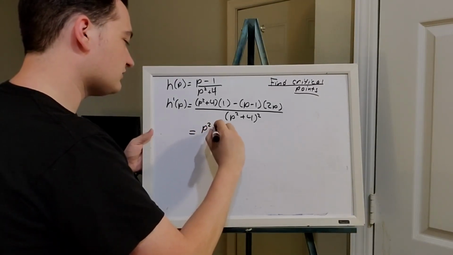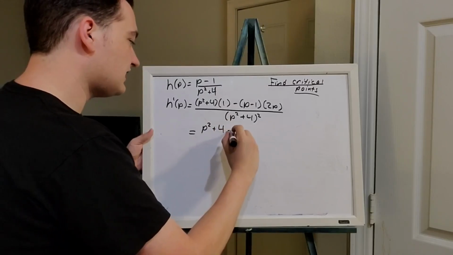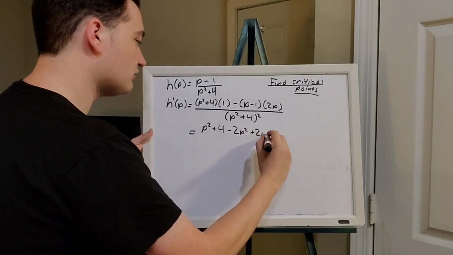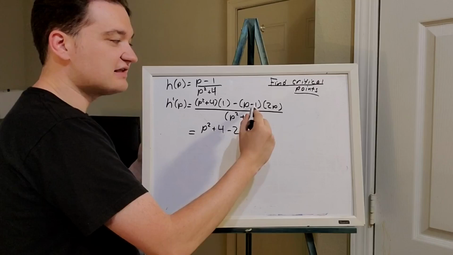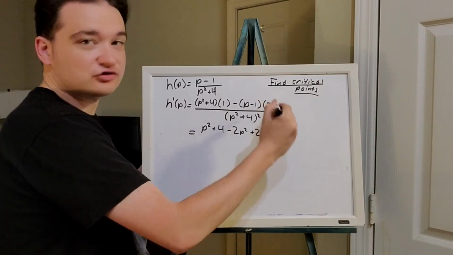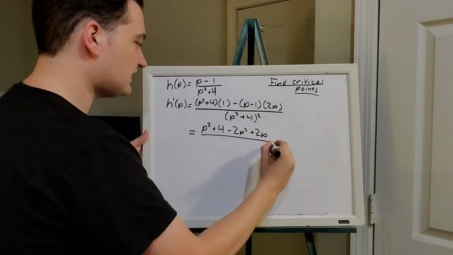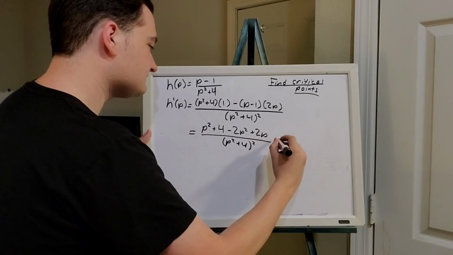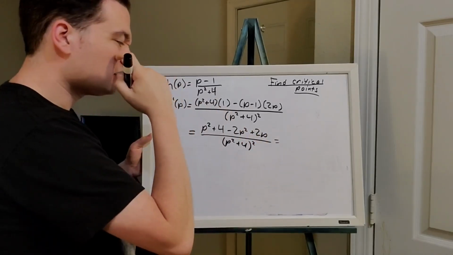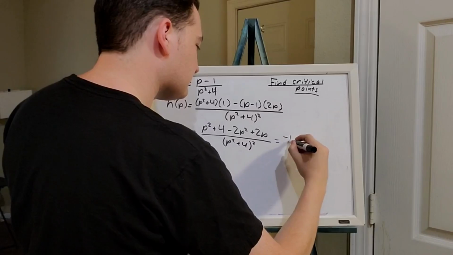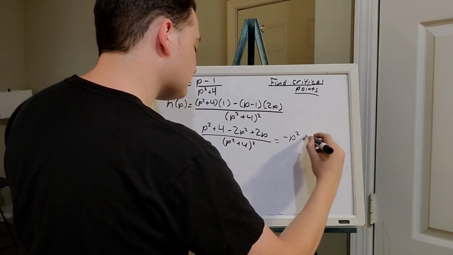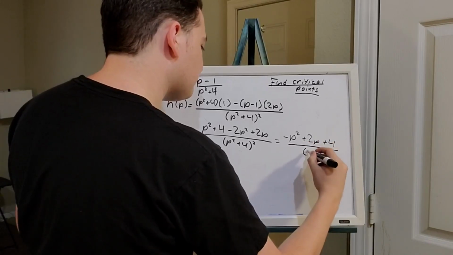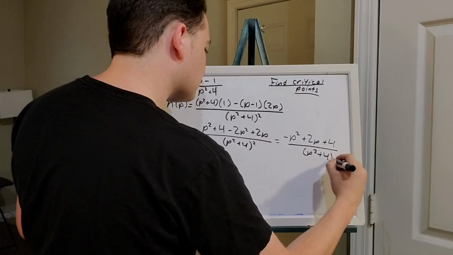p squared plus 4 minus 2p squared plus 2p. Because we're multiplying this negative 1 times 2p, and we're subtracting it. And this is all divided by p squared plus 4 squared. And let me just write minus p squared plus 2p plus 4, all divided by p squared plus 4 squared.